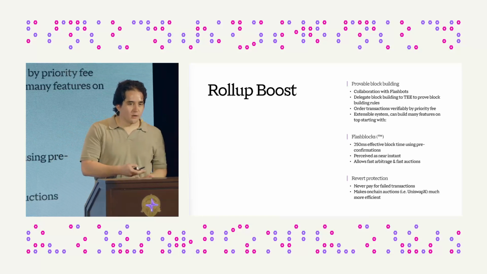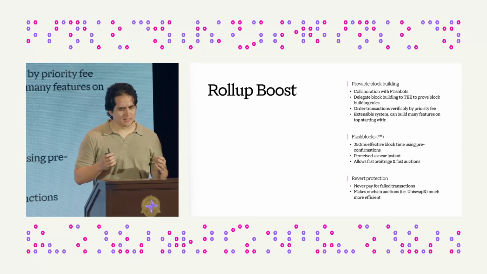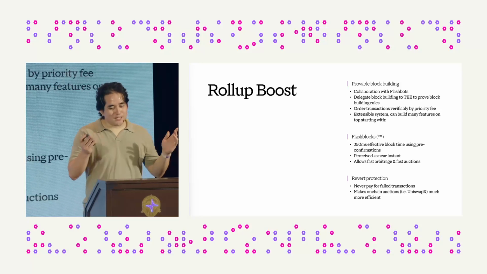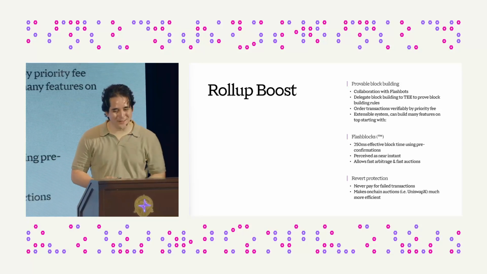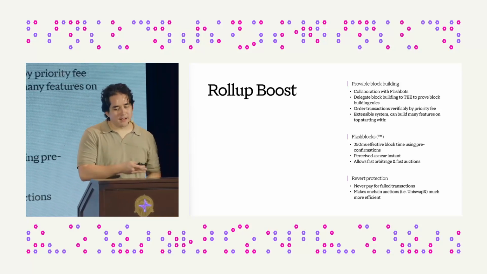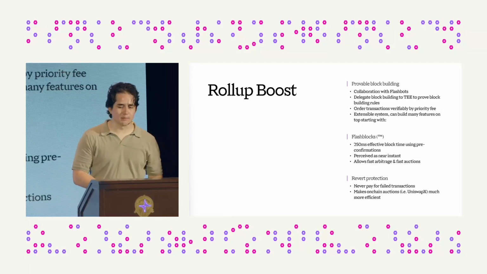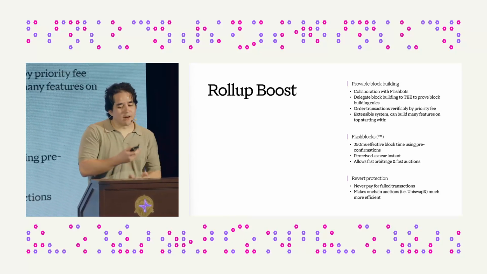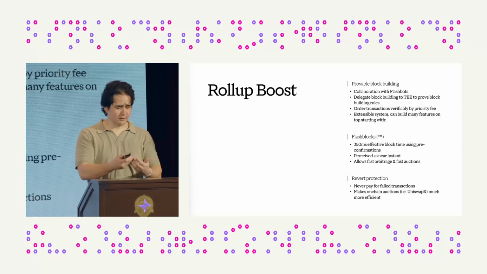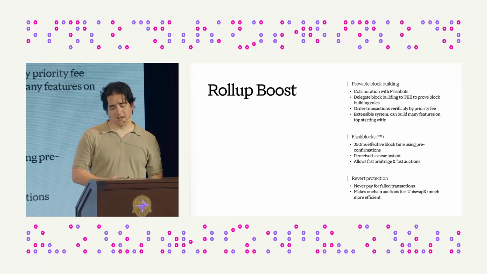The first two features that we're targeting are one called flash blocks, which is basically a 250 millisecond effective block time using a pre-confirmation, or pre-commitment, to a specific ordering of transactions. It's perceived as near instant in the psychology of human beings, basically anything less than 200, 300 milliseconds. And this again allows for very fast arbitrage, fast rebalancing of prices on the AMMs and so on. And secondly is revert protection. So basically, users never have to pay for failed transactions, which makes on-chain auctions much more efficient, and any strategy of attempting to perform actions that may or may not succeed.